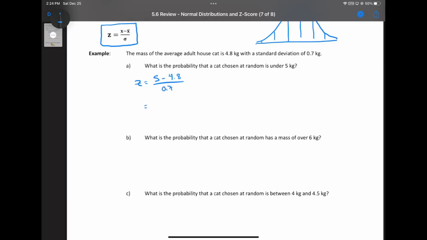Once I've done that, I pull out my calculator and I say 5 minus 4.8 divided by 0.7 is... my calculator says 0.2857. However, if you recall, for z-scores we need 2 decimal places every time. We don't want more accuracy or less. So I'm going to round that properly to 0.29.